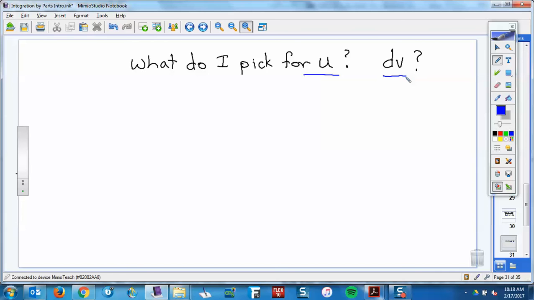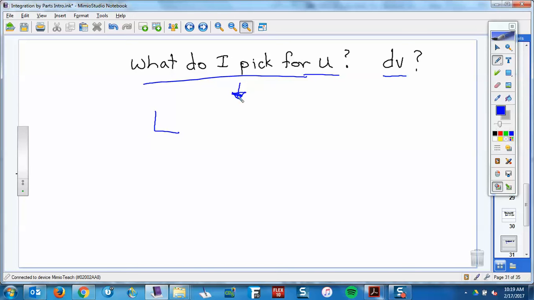Some things are hard to do the antiderivative of. What about natural log x? We know the derivative of ln x, but do we know the antiderivative of ln x? We do not. So we would not want a log function to be our dv, ever. So if we see a log function, we better pick that as our u, because we do not want that to be our dv. Again, we can do the derivative of about anything, so u could probably be about anything. What we pick for u is more about what we don't want to have for the dv.